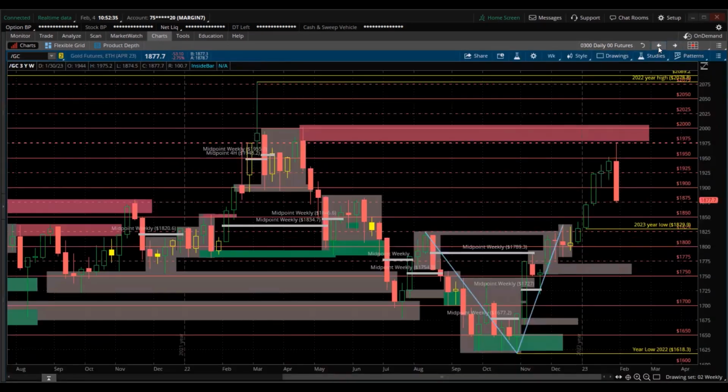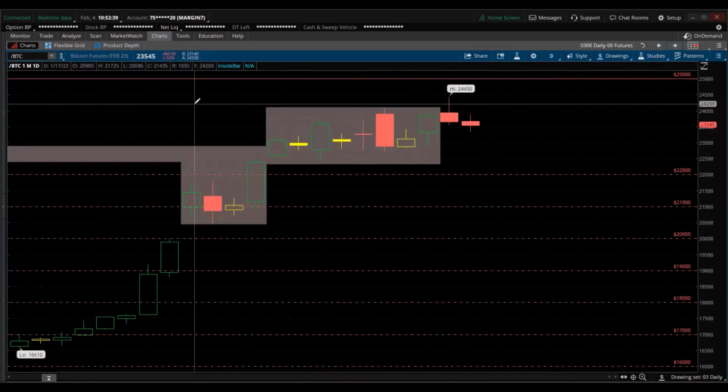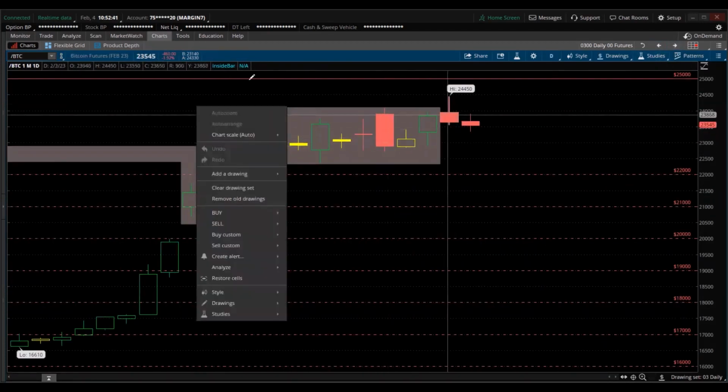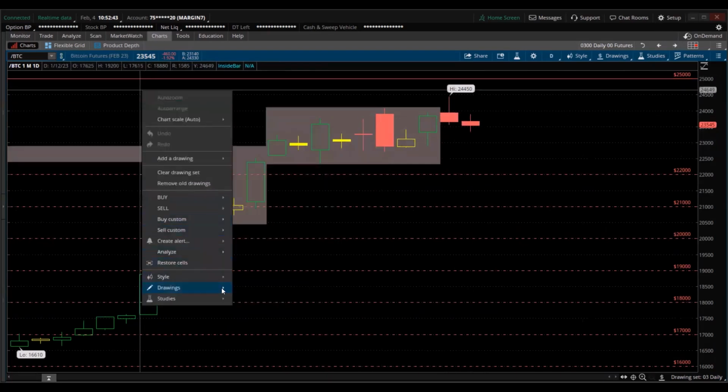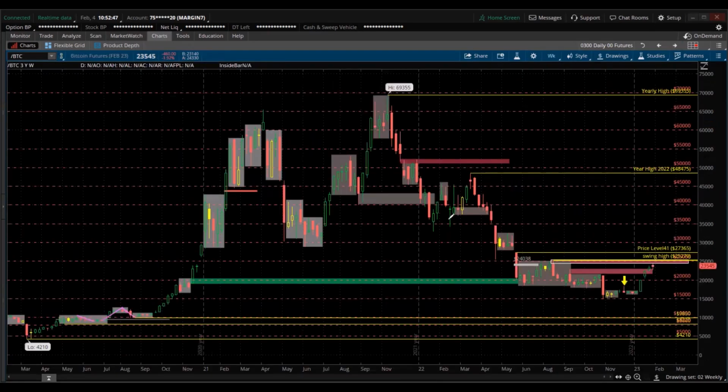Oops, did I get this on the weekly? Yeah, that's weekly. And there's Bitcoin on the daily. Let's put Bitcoin on that. Look at that consolidation, breakout, reversal. Let's put this on the weekly. There we go.